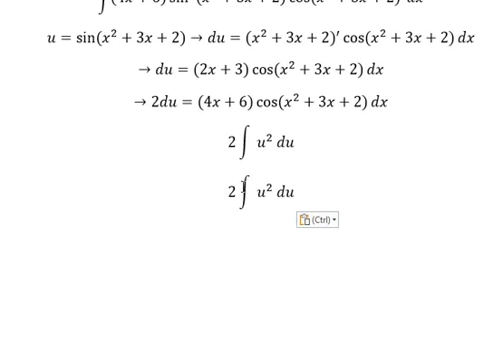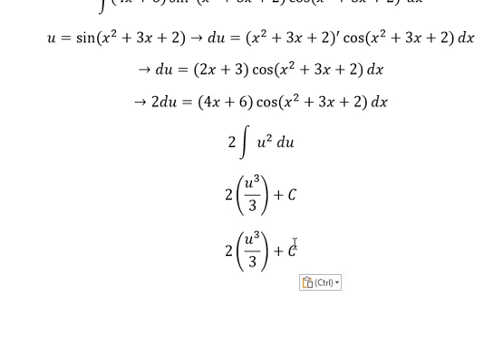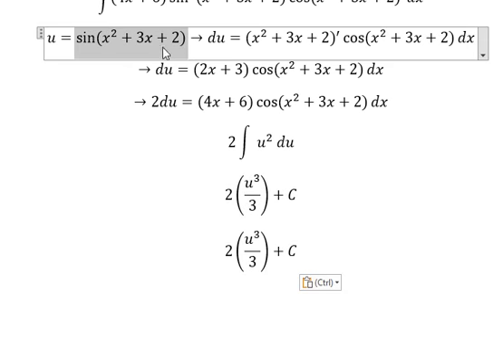The integration of u squared gives u to the power of 3 over 3, and then I will put plus c. About u, that is about this one.